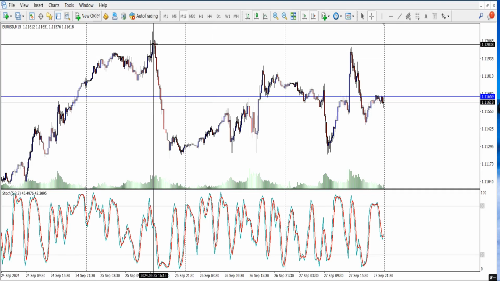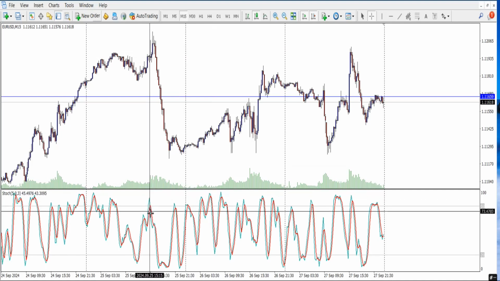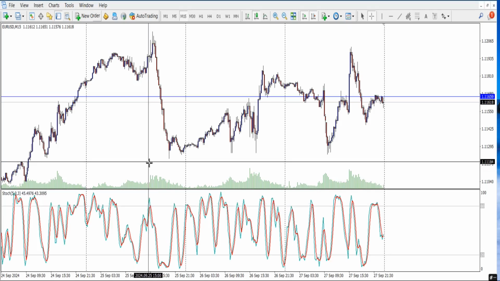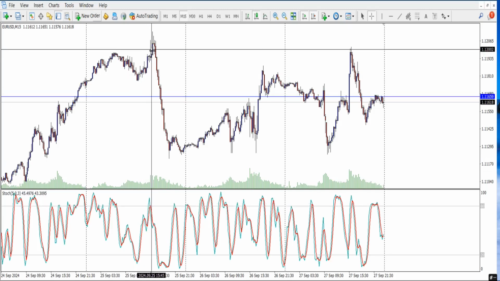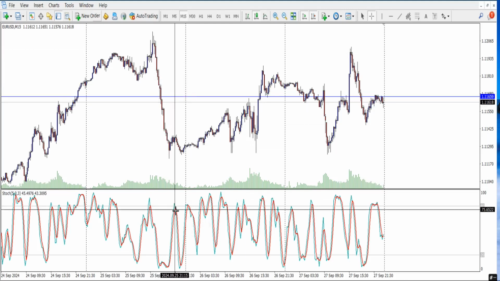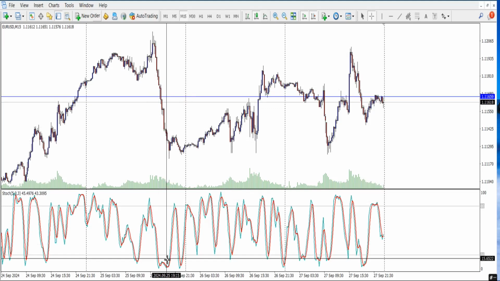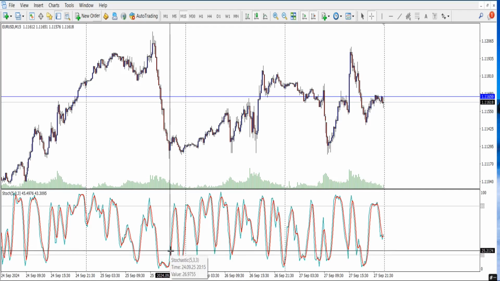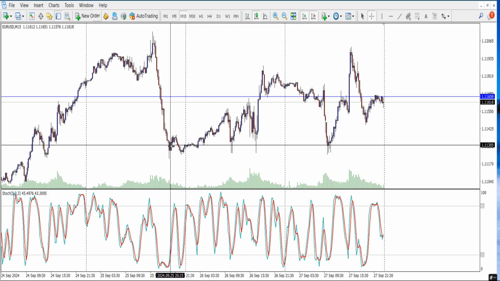Let us see this good example here. Had we entered a sell trade just after this signal, you can see there was a sell signal here. Had we entered the sell trade just after that signal, that means we would have been entering this trade around 15:45, and then waiting for an opposing signal from the stochastic oscillator. It means we would have exited this trade somewhere around here, right?